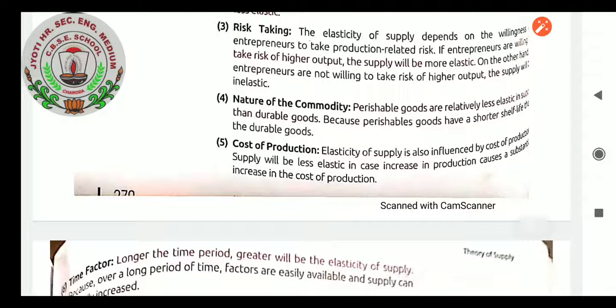Nature of the commodity. Perishable goods are relatively less elastic in supply than durable goods because perishable goods have a shorter shelf life. Thus durable goods.